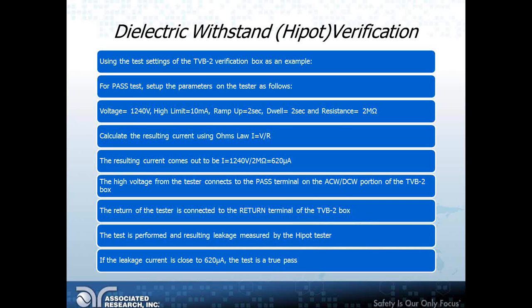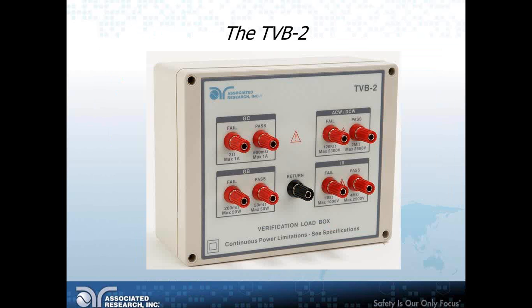The high voltage lead from the Hipot unit, go back to the TVB2 box. The way we're going to connect our tester is that we're going to connect the high voltage lead from the Hipot unit to the pass terminal on the ACW/DCW side, as you can see for the dielectric withstand test, and the return lead is connected to the return terminal of the TVB2, which is the black terminal in the very center of the box.